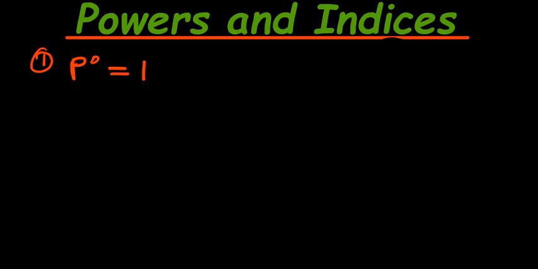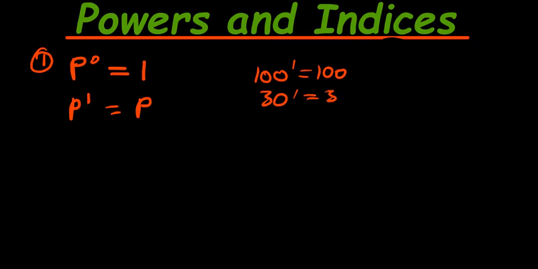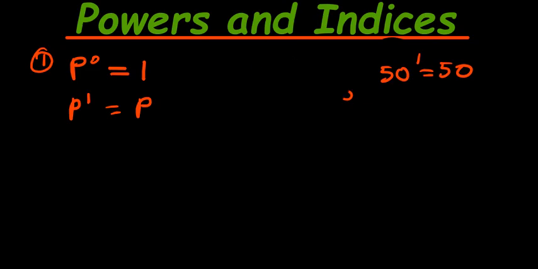The second one is, let's say you have p to the power 1. This is equal to what? This is equal to p. So any number raised to the power 1 is the number itself. Let's say you also have 30 raised to the power 1. This is just equal to 30. And also let's say you have 50 raised to the power 1. This is also equal to what? To 50, as in the number itself.